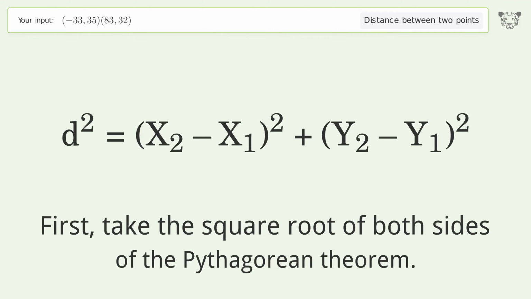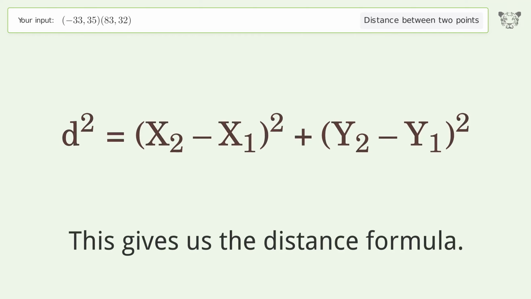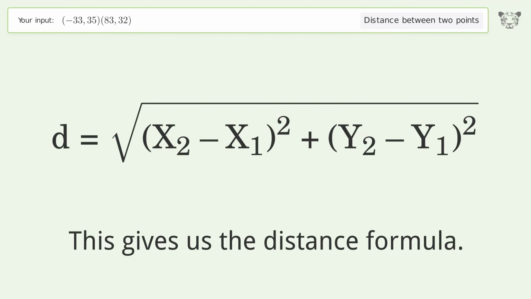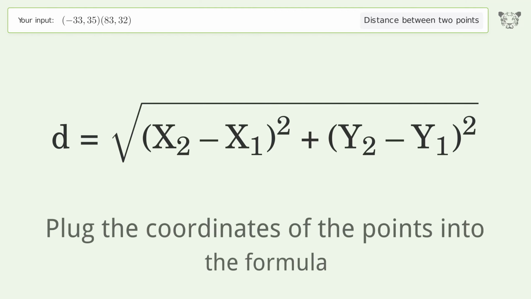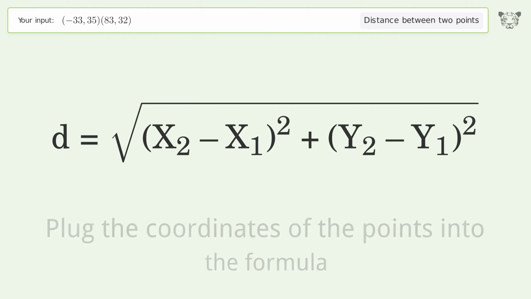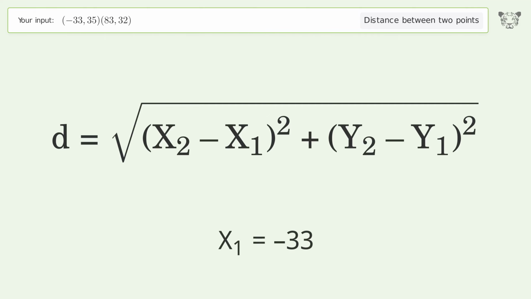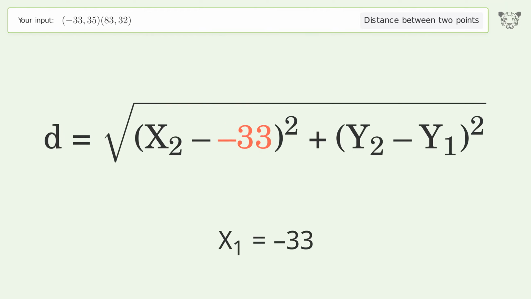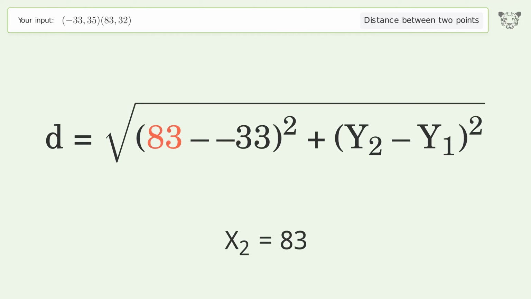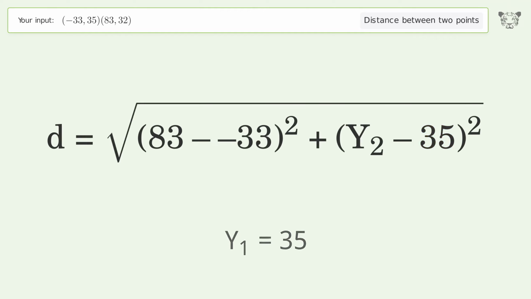First, take the square root of both sides of the Pythagorean theorem. This gives us the distance formula. Plug the coordinates of the points into the formula. x1 equals -33. x2 equals 83. y1 equals 35. y2 equals 32.